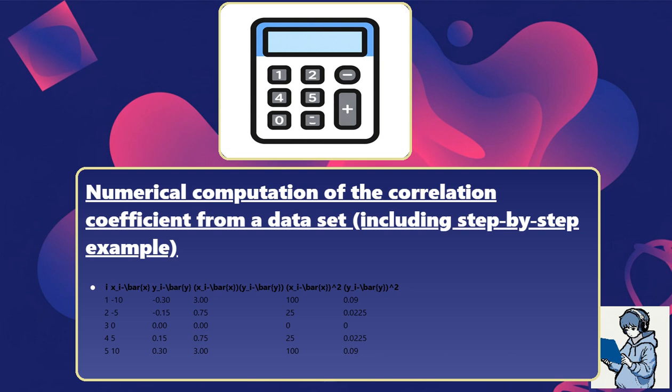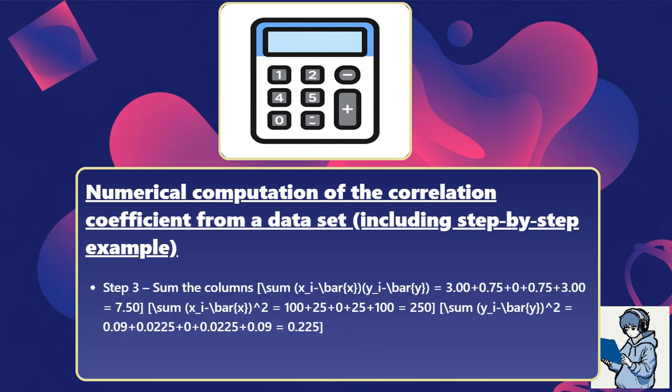i3: x_i minus x bar equals 0, y_i minus y bar equals 0.00, product equals 0.00, x deviation squared equals 0, y deviation squared equals 0. i4: x_i minus x bar equals 5, y_i minus y bar equals 0.15, product equals 0.75, x deviation squared equals 25, y deviation squared equals 0.0225. i5: x_i minus x bar equals 10, y_i minus y bar equals 0.3, product equals 3.0, x deviation squared equals 100, y deviation squared equals 0.09. Step 3 - sum the columns.